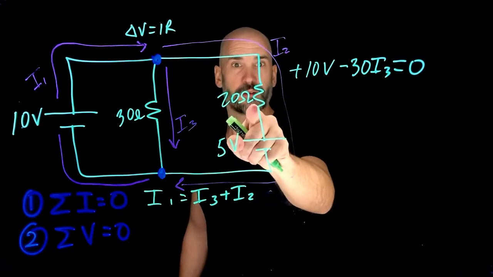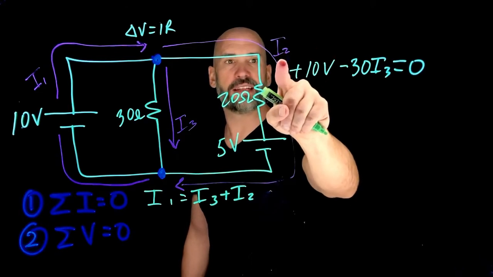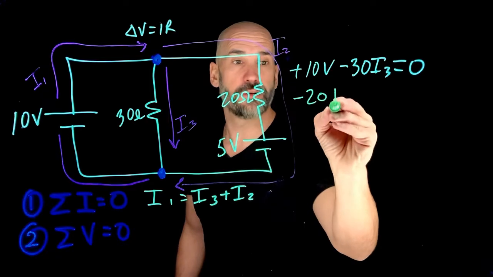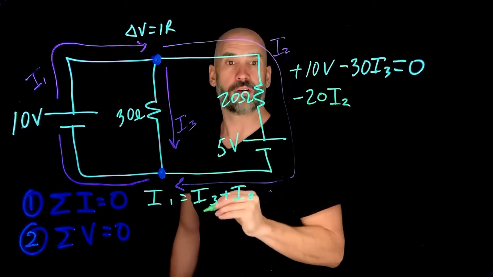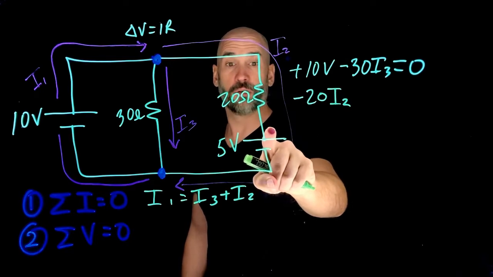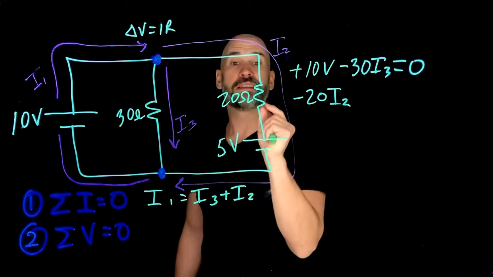Oh, I get to a resistor. What do I do? Well, if I'm going in the same direction that I set for the current, it's going to be a minus sign. So that's minus 20 I2. Okay? I march. Oh, I get to a battery. Cool, right? So what do I do? I'm going positive to negative. That means I subtract it.